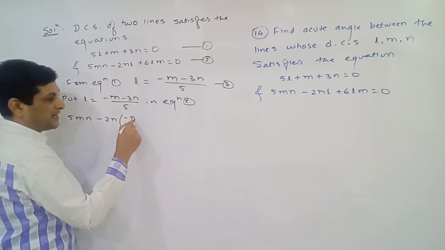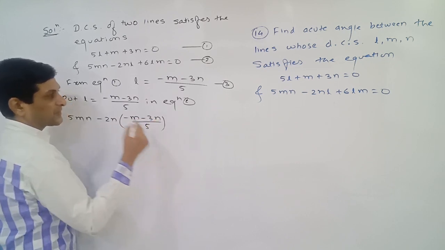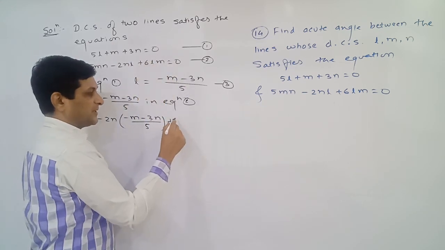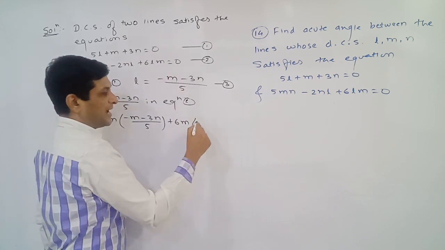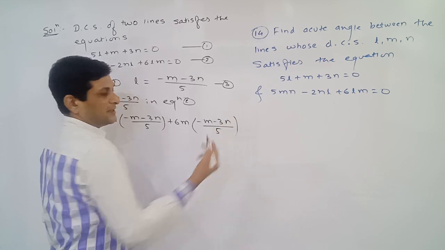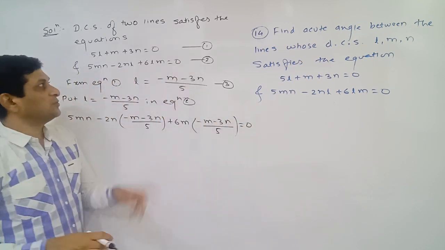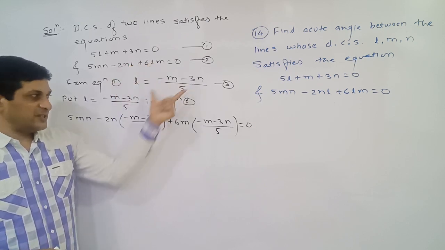What is the value of L? Minus (m minus 3n) upon 5. Now here, plus 6m, keep it as it is, and replace this L by its value, minus (m minus 3n) upon 5. And on this side keep this 0 as it is. Just two terms of L appear in this equation, and both the L we have replaced by this value.